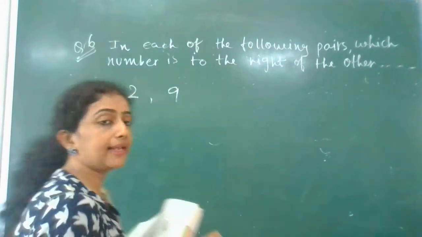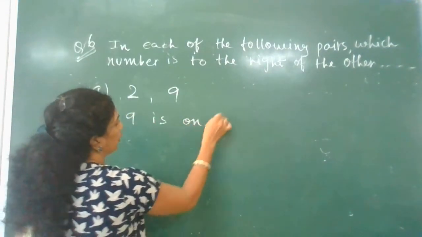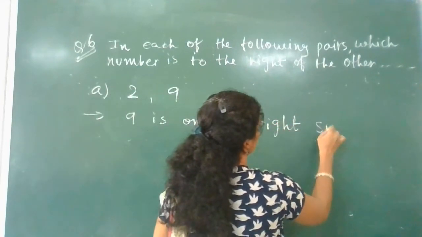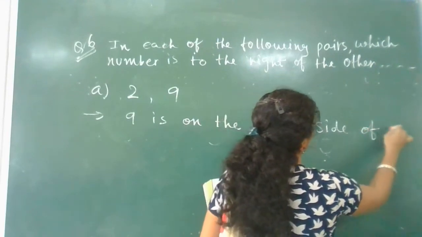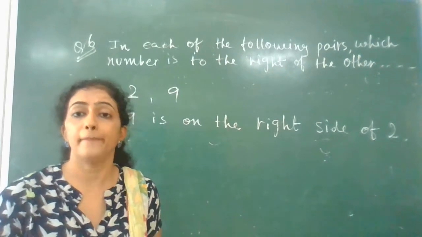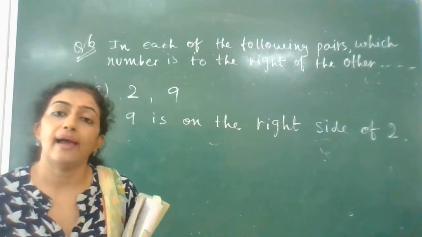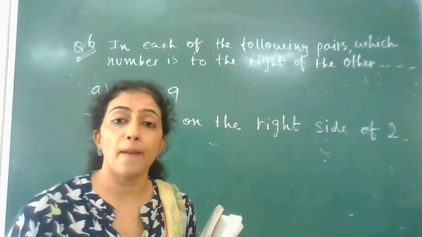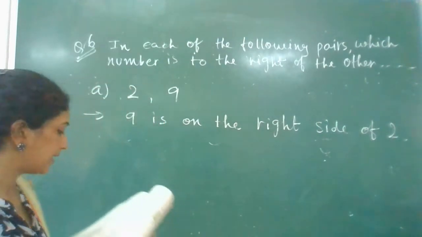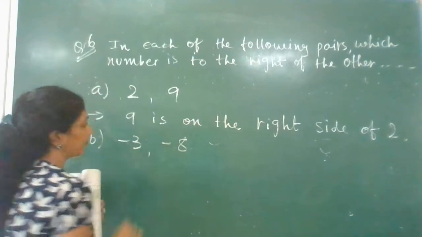So here we'll be writing a statement that 9 is on the right side of 2, because 9 is a bigger number than 2, and as we all know, the greater number is always on the right side. Okay, so let's see the next one. B: minus 3, minus 8.